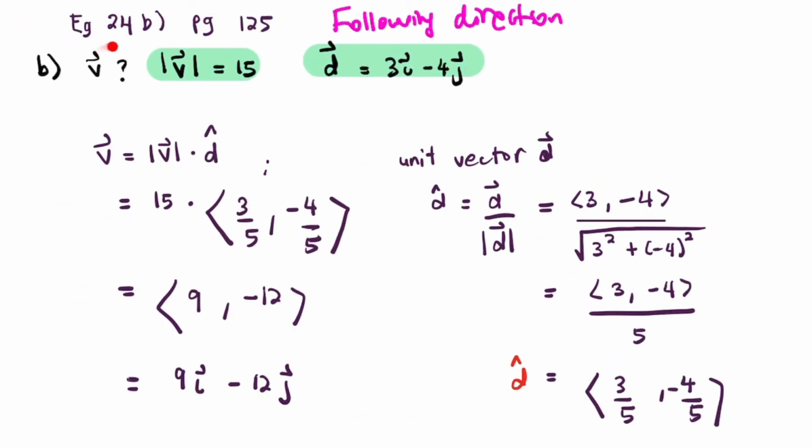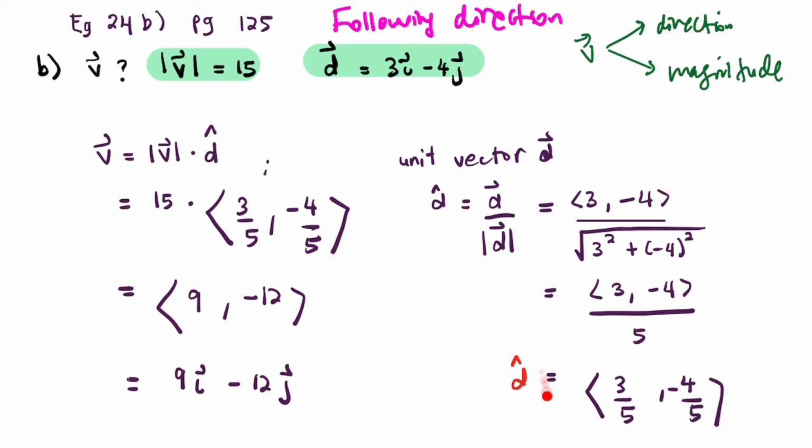Now let's see this question. You are asked to find vector v, where the magnitude is 15, and it will follow the direction of d, 3i minus 4j. To find vector v, you need to settle two things, which are direction and magnitude. First of all, let's look at the direction of v. It will follow the direction of d. So let's find the unit vector for this d. The unit vector is d over magnitude d. Let's fill in our d, 3 minus 4 over the magnitude, 3 squared plus negative 4 squared in square root. So this is just 5. Let's rearrange our answer. The unit vector for d is 3 over 5, comma, negative 4 over 5. So this is already settled on the part of direction.